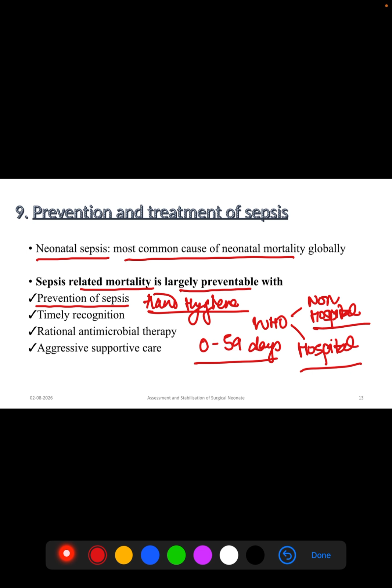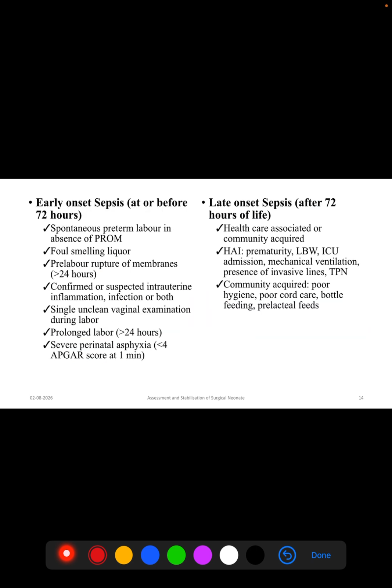So we have to be aware about prevention of sepsis, to timely recognize it, to be rational about the antimicrobial use, antimicrobial therapy, and the aggressive supportive care wherever it is required. Okay, then जो neonatal sepsis होता है उसको further divide किया गया है: early onset sepsis, that is at or before 72 hours, and late onset sepsis after 72 hours of life. So there are risk factors that have been described.